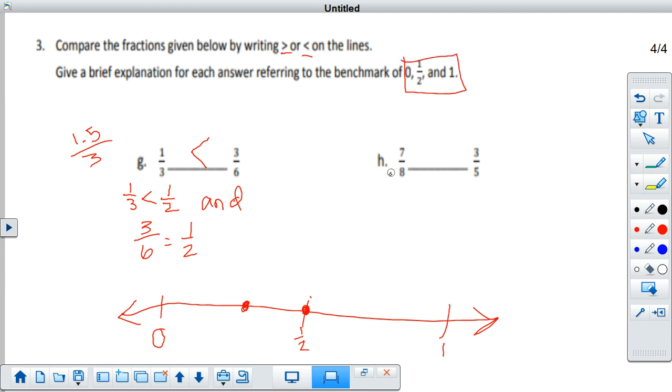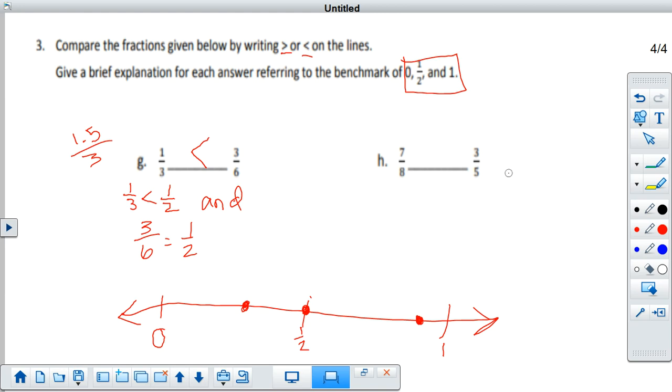Another example that's on the homework is 7/8 compared to 3/5. Well, I know 7/8 is almost 8/8. So I know it's going to be somewhere around here. It's greater than 1/2. 4/8 is 1/2, just as a reminder. I'm going to erase that though. 4/8 is 1/2, so I know it's greater, but I know it's super close to the 8/8.